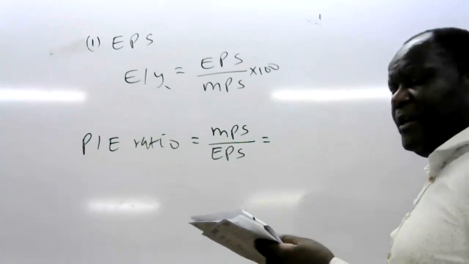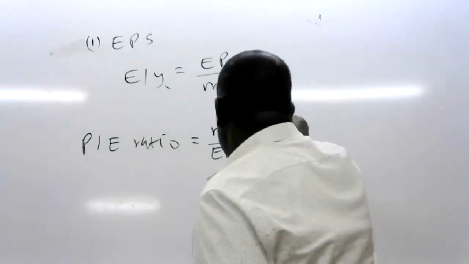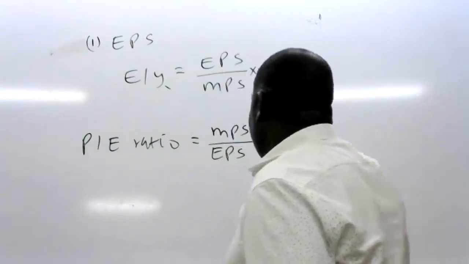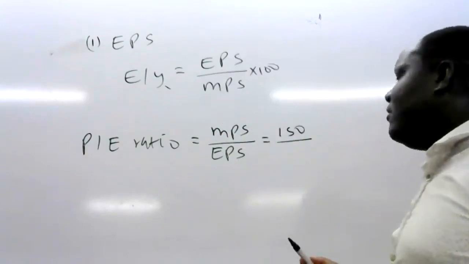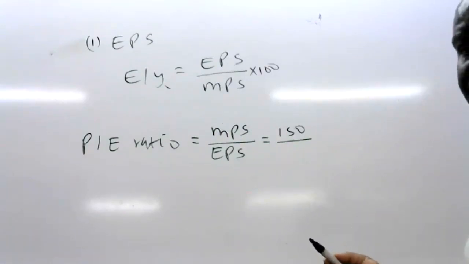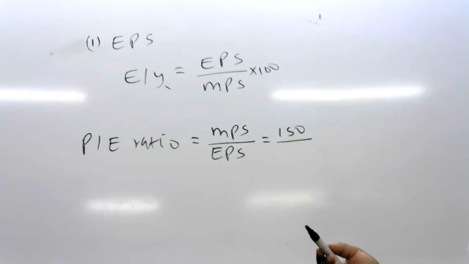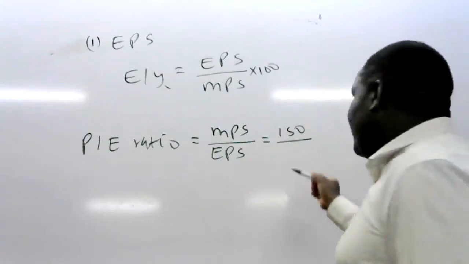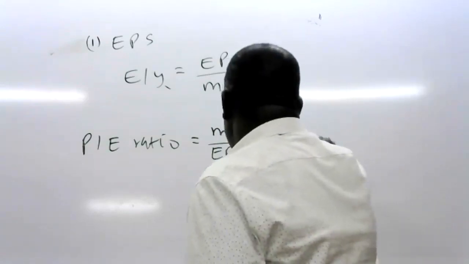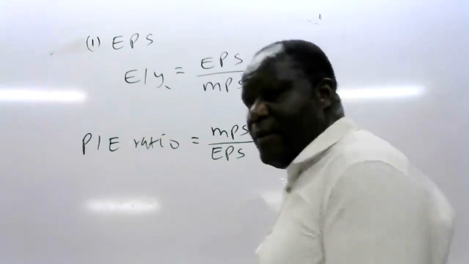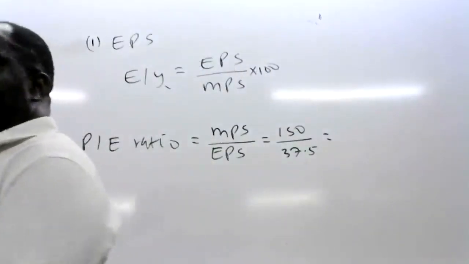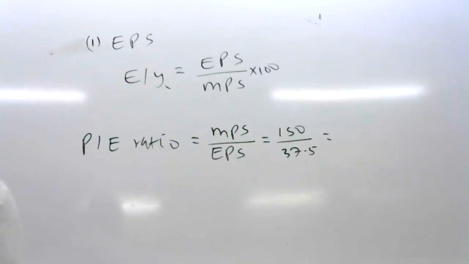So market price per share is given as 150. Then earnings per share, we go to which figure? Roman letter 1, 37.5. We got 37.5 at that point.